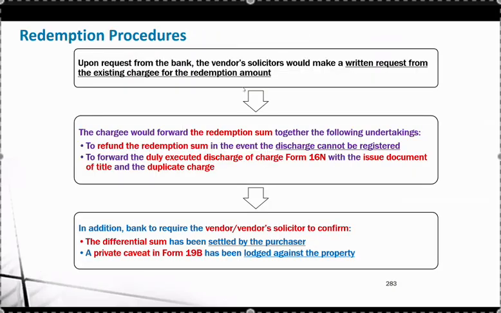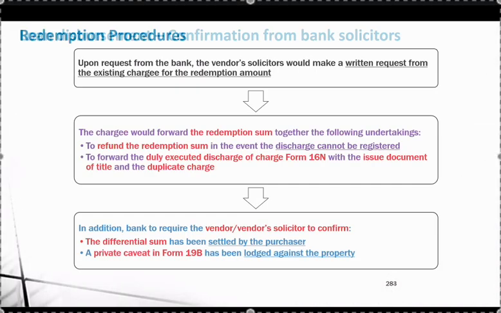Now, upon request from the bank, the solicitor should make a written request from the chargee for the redemption amount, and they will forward the redemption sum with the following undertaking. They will refund the redemption sum in the event the discharge cannot be registered, and to forward the discharge in Form 16N, the issue document title and duplicate charge. The bank will also allow the vendors to confirm differential sum is settled by purchaser. Private caveat Form 19B has been lodged against the property.